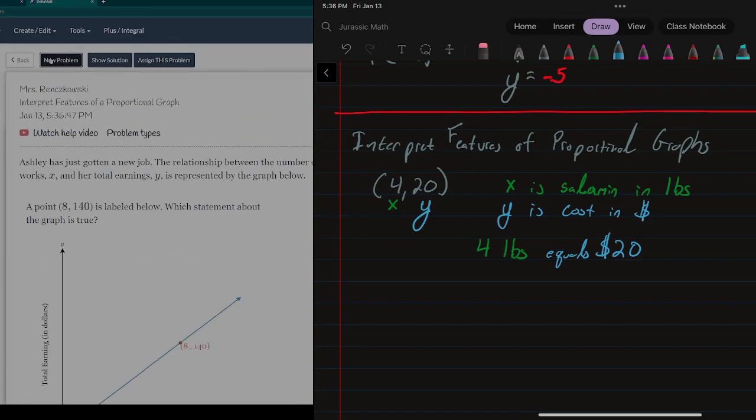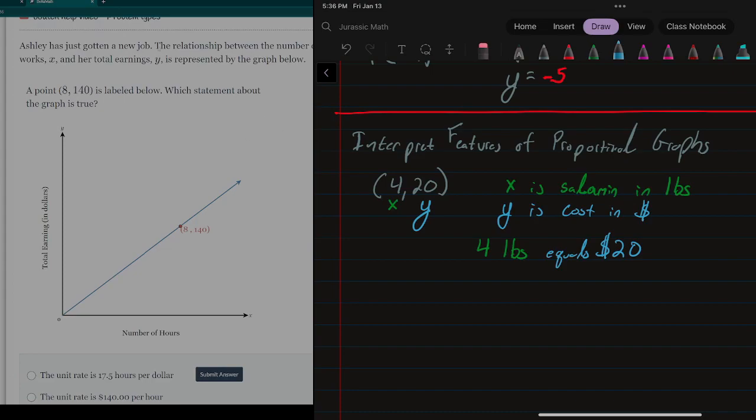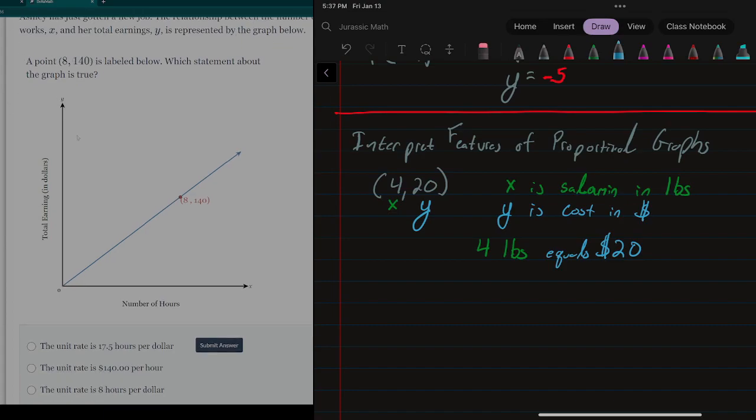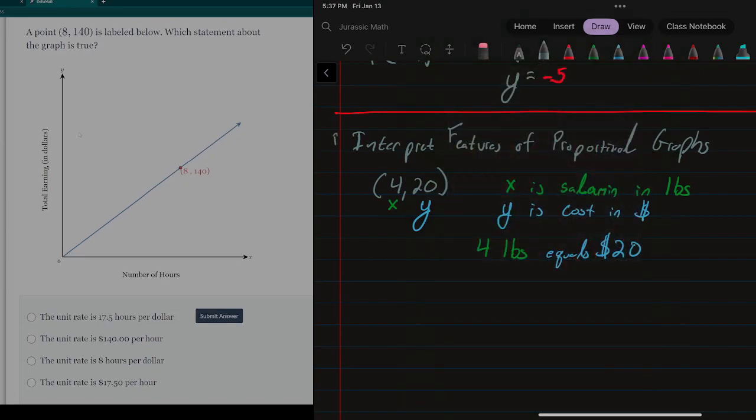So if we do a second problem like that, this time they gave us a graph they want us to interpret. So Ashley just got a new job. The relationship between the number of hours she works and her total earnings y is represented by the graph below. A point 8, 140 is labeled below. What is true about it? So I'm going to write down that point. So that was number 1. This is number 2. I'm going to scroll down.